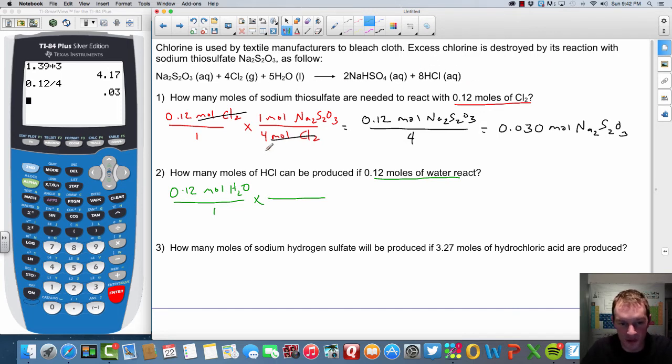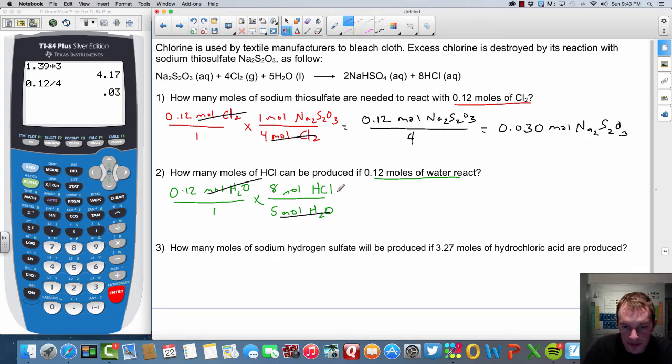So where's the 5 moles of water going to go? Well, the 5 moles of water has to go in your denominator. How do we know it's got to go in your denominator? Because the moles of water are in the numerator up here, and we want them to cancel for the purposes of converting, conversion factor. 5 moles of water for every 8 moles of HCl. We can see now that the moles of water are going to cancel, and what we're left with is 0.12 times 8.